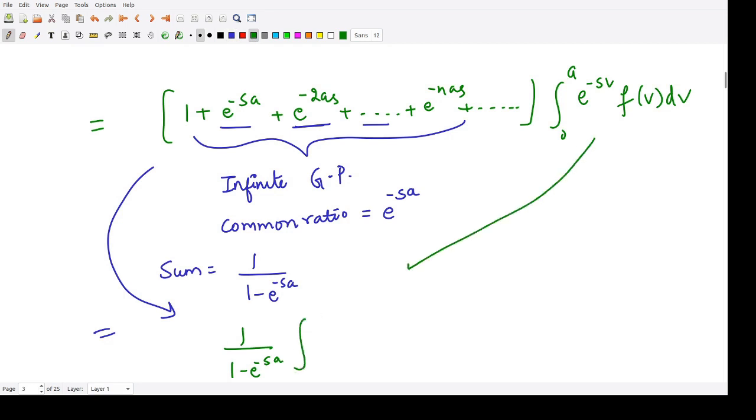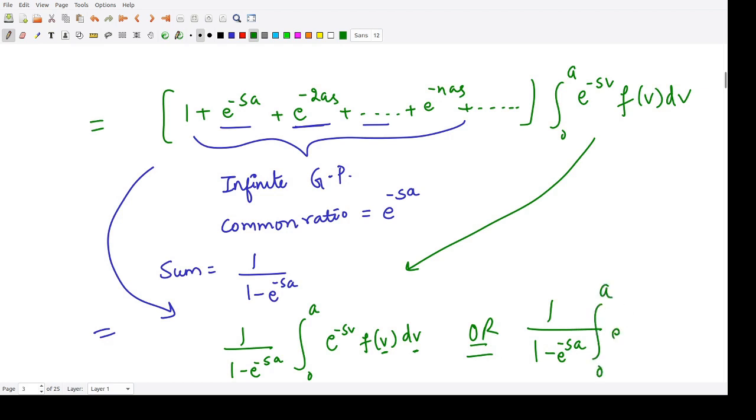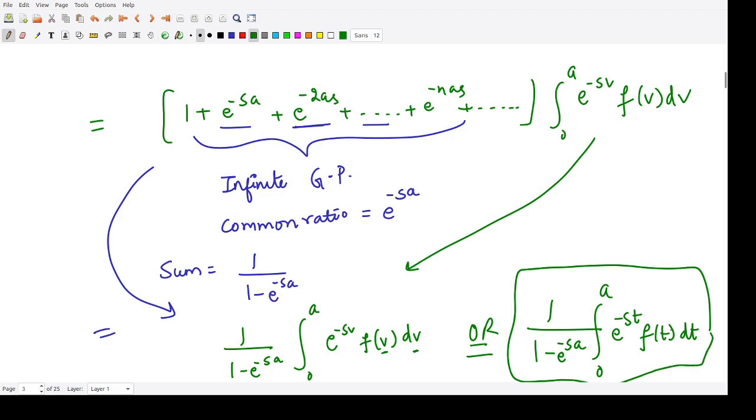So it would be integration from 0 to a of e to the power minus sv f(v) dv, right? Not dt, because the integration here is with respect to this variable v. Or in other words, you could write this to be 1 divided by 1 minus e to the power minus sa, integration from 0 to a of e to the power minus st f(t) dt. So this is the term that we have with us. So this is what we were intended to prove here.